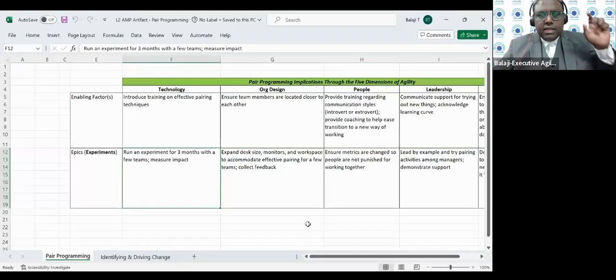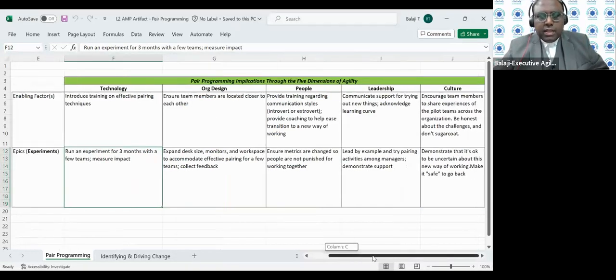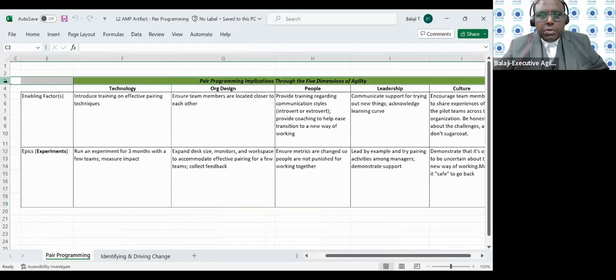Now, some person told me, okay, I have understood the concept, but can you give me an example wherein I can make a relevance of this concept in terms of 5 dimensions of agility. Now, if you take this simple example, what is this particular example? We are trying to do a pair programming implication through the 5 dimensions of agility.